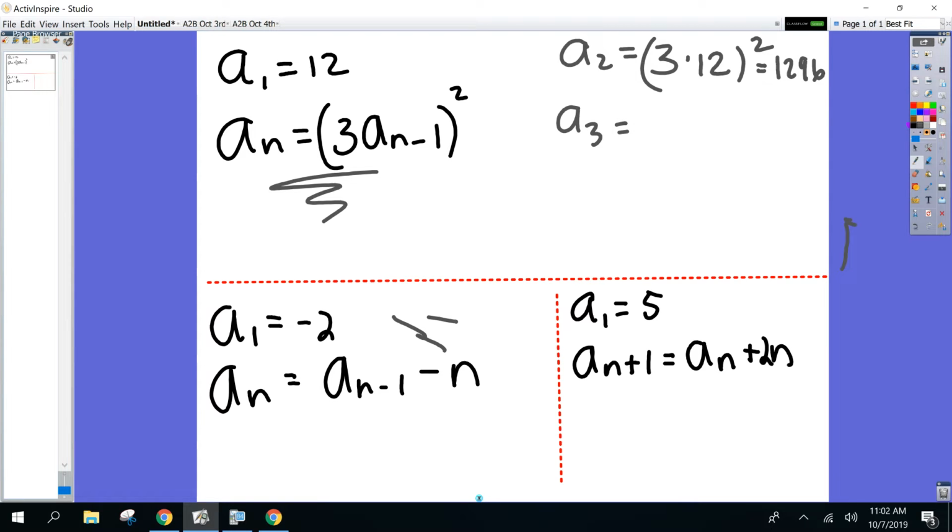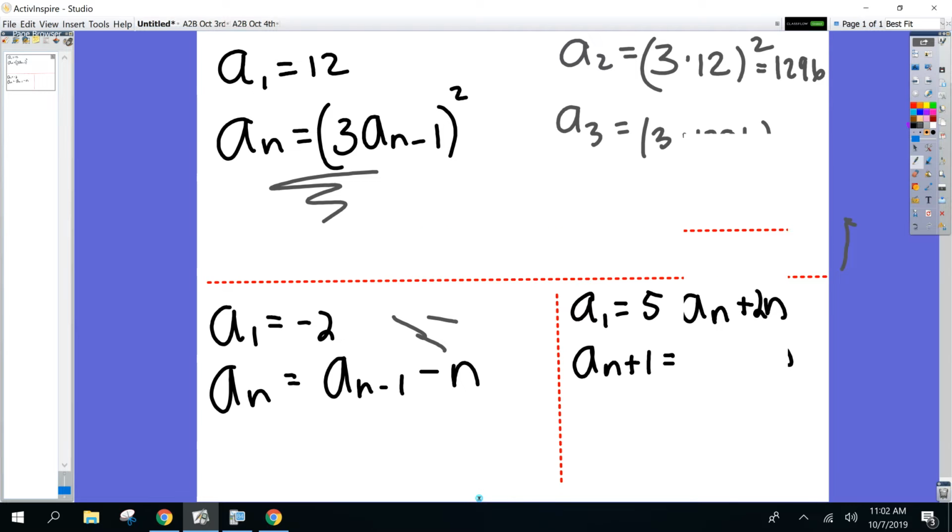How do I find the third term? I'm going to ask for a couple tomorrow. How do I find the third term now? Lily? And then I square that. Okay? So that's a recursive formula. Here we go, down here.